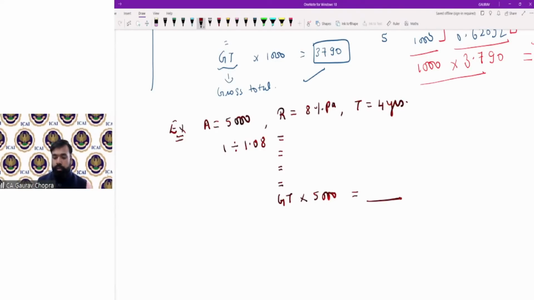Okay. So let's try and let me know the answer. So how much is the answer? Om Gupta has given the answer 16,560. Komal Preet has also got the same answer, 16,560.